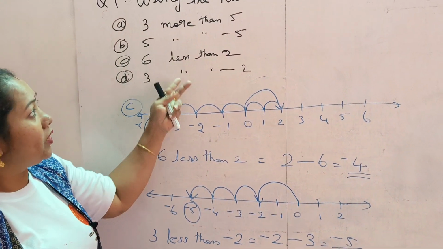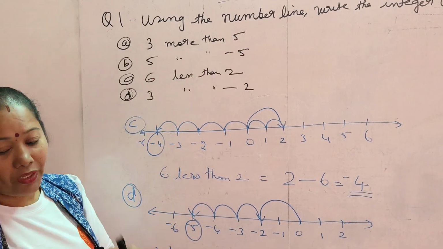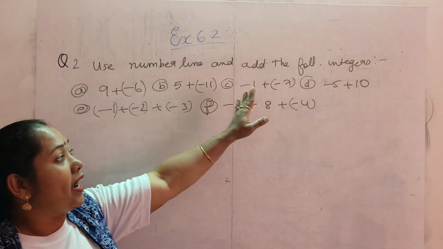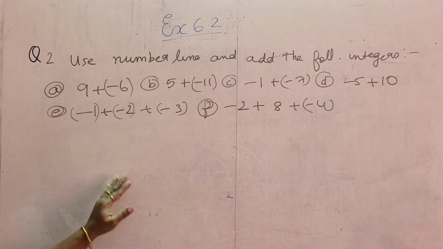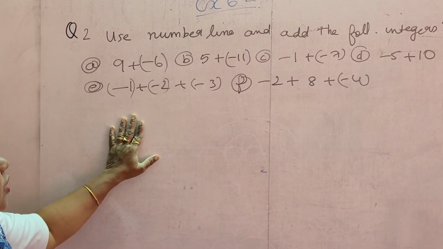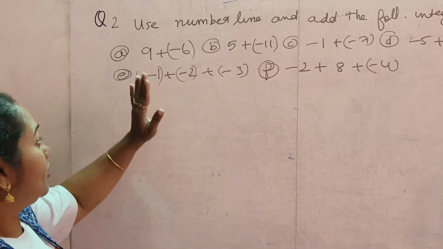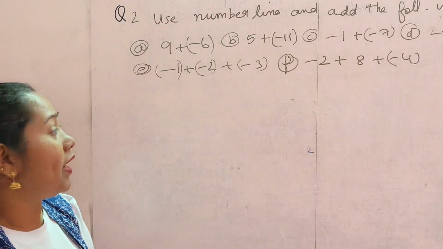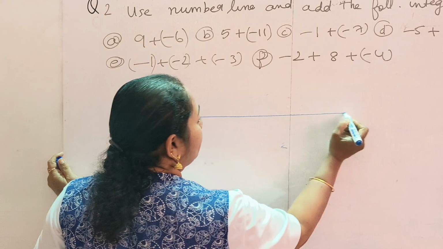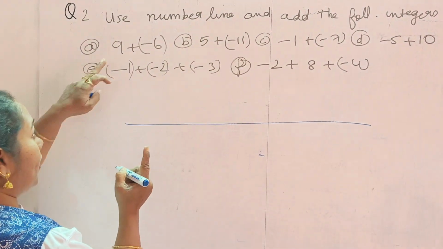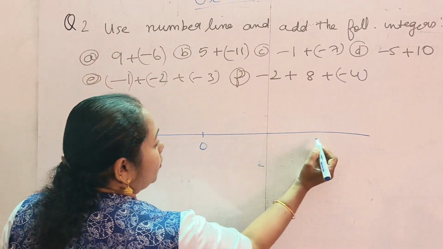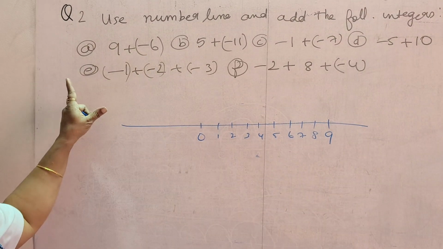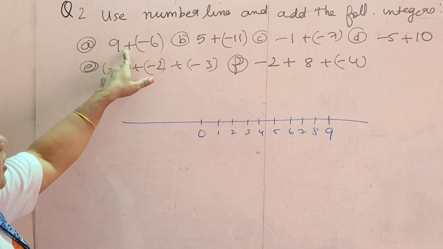Okay, so we have done all the questions using number lines. Now next question. Use number line and add the following integers. We have already done the same type of question in the number line, but that was statement-wise and this one is directly sum questions. So first question we have to do 9 plus minus 6. In a number line, first we have to go towards 9, from 0 to 9, and then we have to go towards the left side. Plus minus 6.